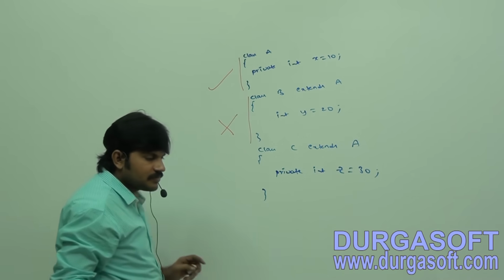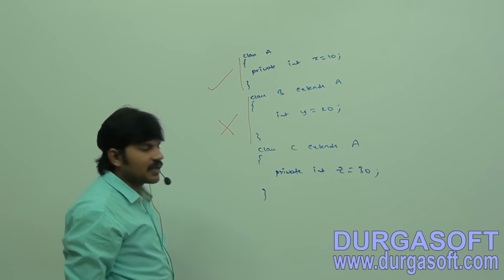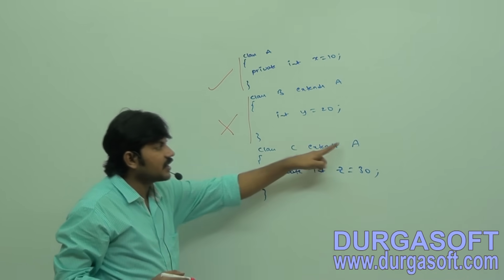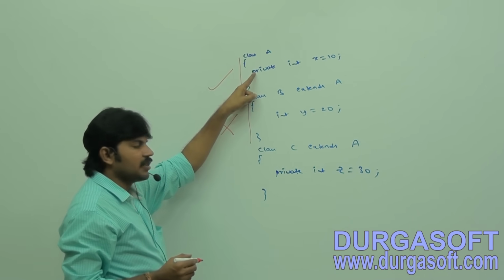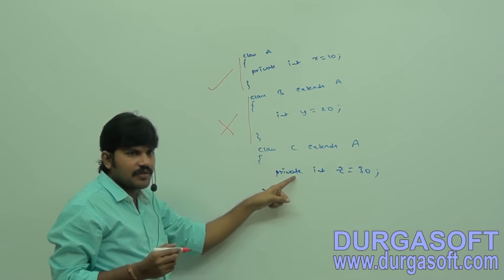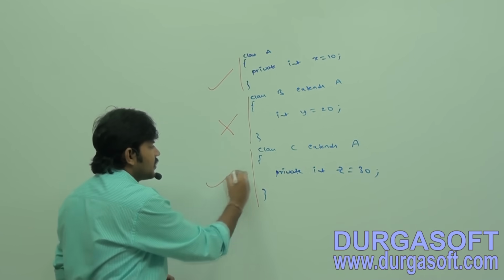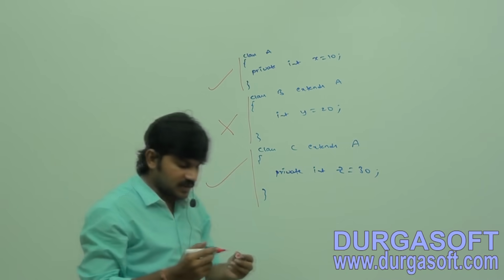What about the last one? Is class C, which extends A, tightly encapsulated or not? It is the child class of A. From A, every variable is private, and here also every variable is private. That's why it is tightly encapsulated. Are you getting it? Take this example.